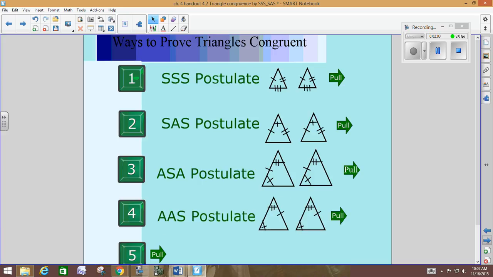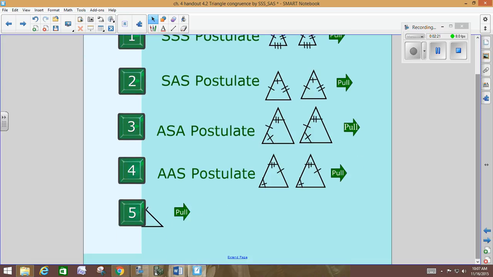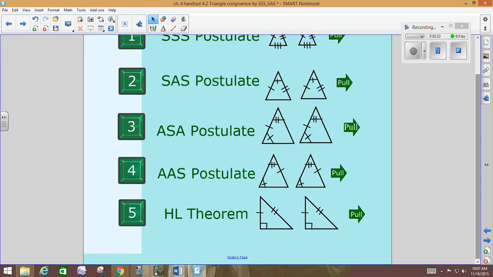Angle, angle, side. Again, 2 angles and a side, but this time the side is not between the 2 marked angles. And look at your letters. A, S, A. The side is between the angles. Angle, angle, side. The side is not between the 2 angles. And then the 5th way to prove 2 triangles congruent is called the HL Theorem, and that stands for hypotenuse leg. And we will do that one next week also.